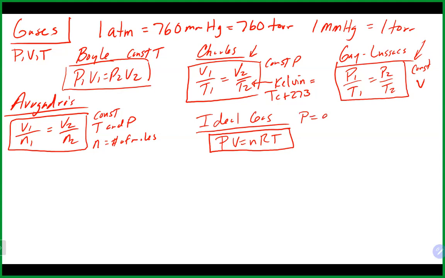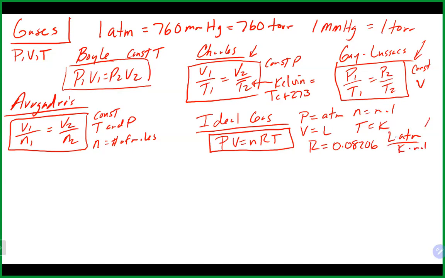Pressure needs to be in atmospheres when you're using it. Volume needs to be in liters. N should be moles, and T should be Kelvin. And the reason they all need to be in those units is really the value of R. R is the gas constant, which is 0.08206 liters times atmosphere per Kelvin times mole.